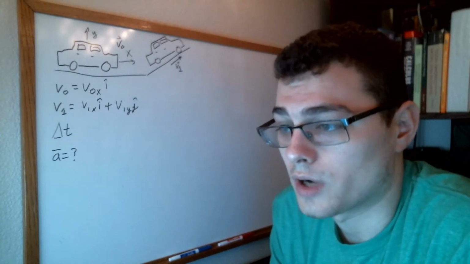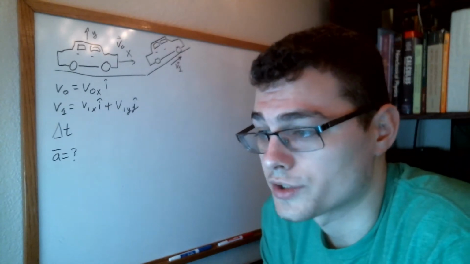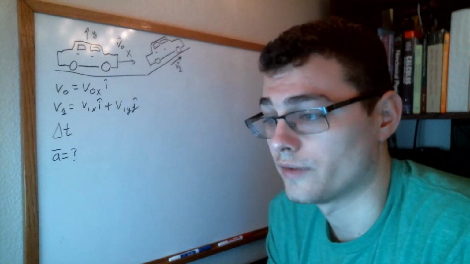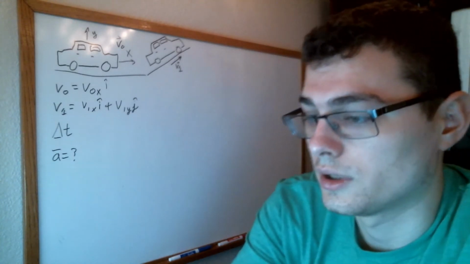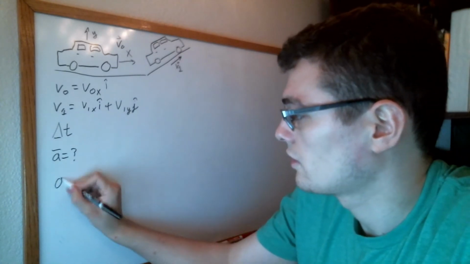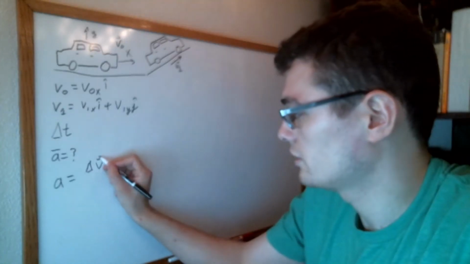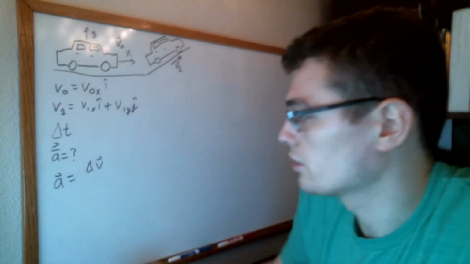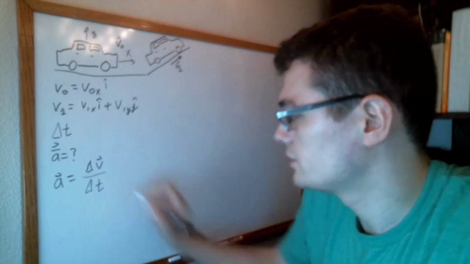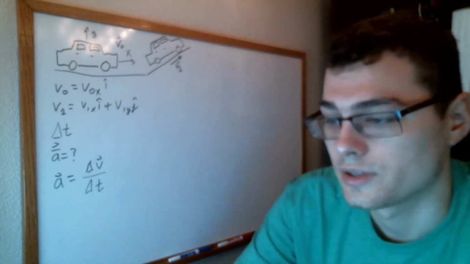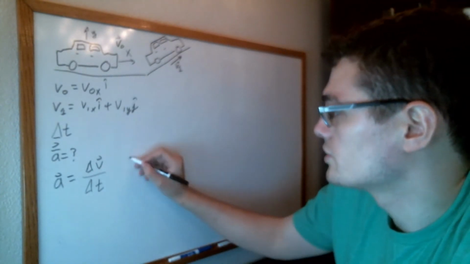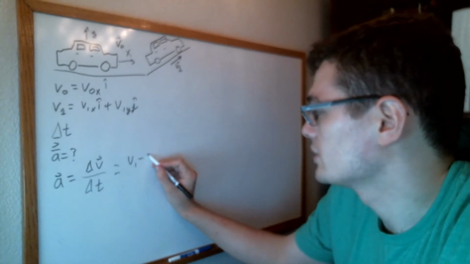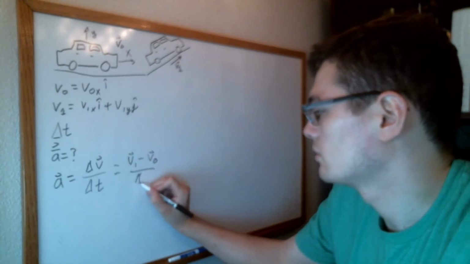The first part of the problem asks us to give a vector expression for the average acceleration of the car during the given time period, in terms of the variables in the problem and unit vectors i and j. For average acceleration, we know that a bar, a vector, is equal to delta v over delta t. In this case, delta v is just the difference between v1 minus v naught, over delta t.